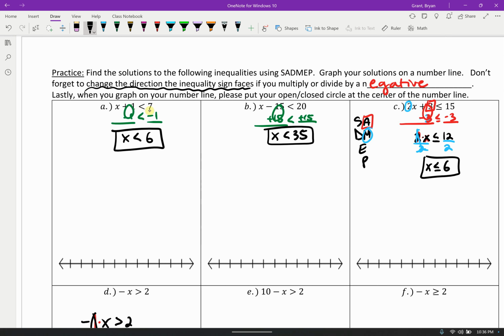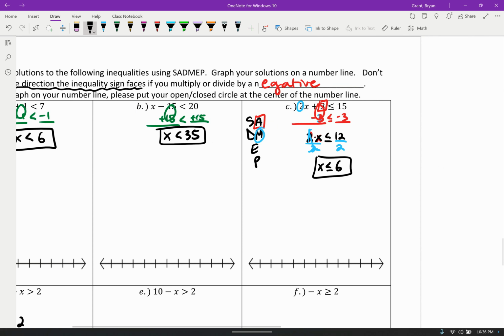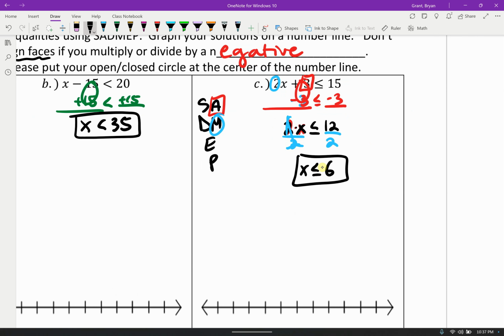Well, in the first problem, I subtracted. That's not multiplication or division. Second problem, I added. Nothing, no issue there. Uh-oh, third problem, I divided. Did I need to change it? No, I divided by a positive, and as we saw on the previous page, that still keeps the answer true.